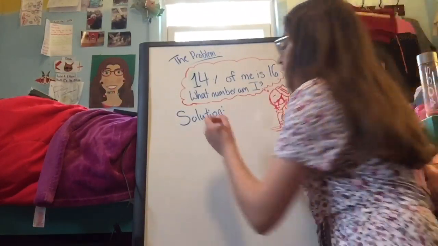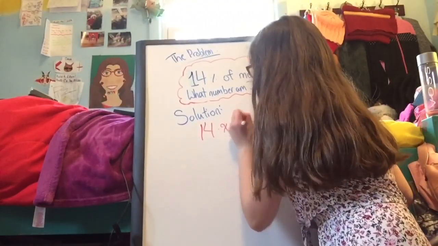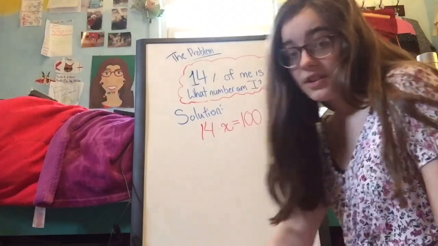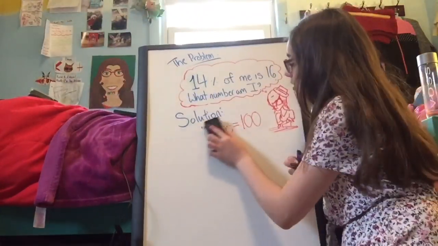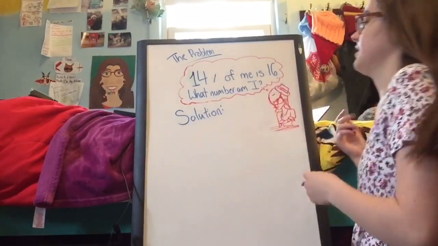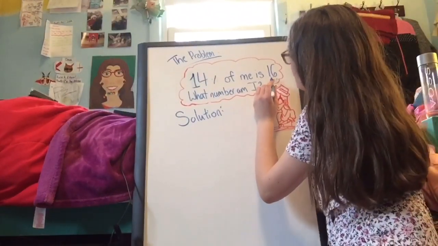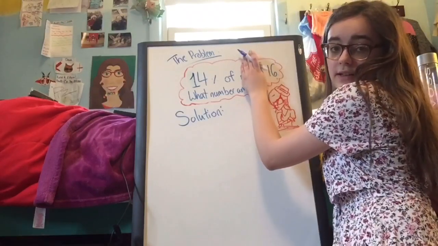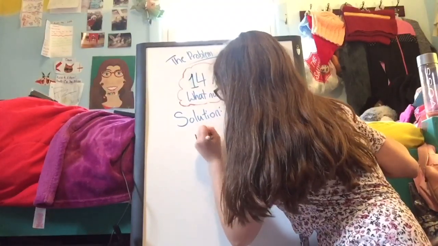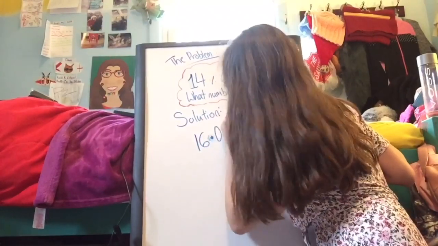Now, because it's 14, we can't just do 14 times x equals 100, because 14 doesn't go evenly into 100. Therefore, this will not work. So we have to resort to the long way and take division. Because if we want to find 14% of 16, we would do 16 times 0.14, which would represent 14%.